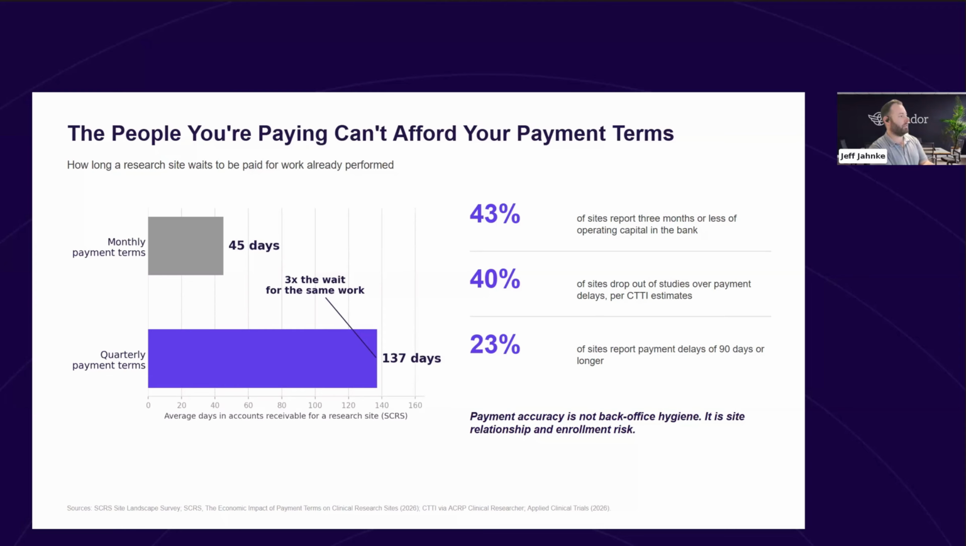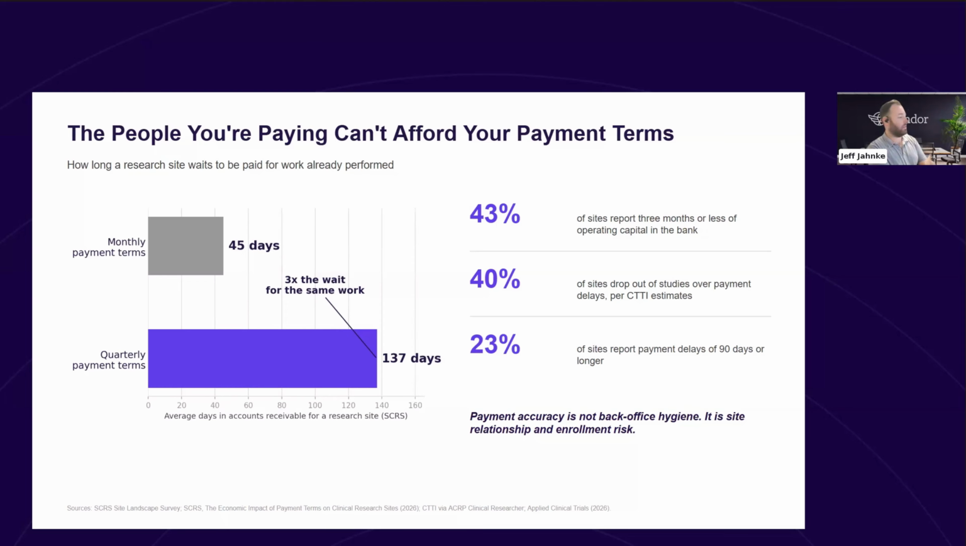days. But the problem is that these sites oftentimes are small businesses in and of themselves, and they just don't have the cash runway to keep operating while they're waiting to be paid for work done. 43% of sites report 3 months or less of operating capital in the bank. So quarterly payment terms, depending on the volume of patients they're treating, could put the site under. 40% of sites that drop out of studies cite payment delays as the reason. Basically, they're not getting paid in a timely fashion or per the terms of their contracts. And 23% of sites report payment delays of 90 days or longer.